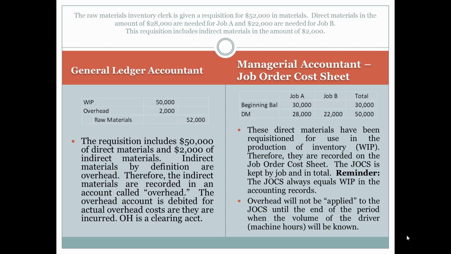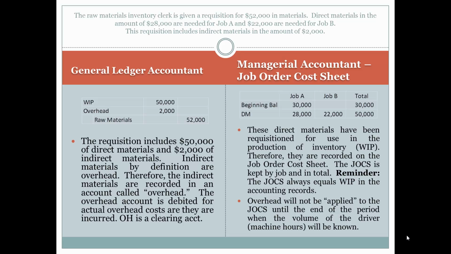Now let's look at what's happening in the managerial accountant's job order cost sheet. Job A had a beginning balance of $30,000, and now we're adding to it the direct materials for job A of $28,000 and $22,000 for job B, the total of which is $50,000. These direct materials have been requisitioned for use in the production of inventory, so they are now in WIP. We said WIP would always equal the job order cost sheet. Therefore, they are recorded on the job order cost sheet.